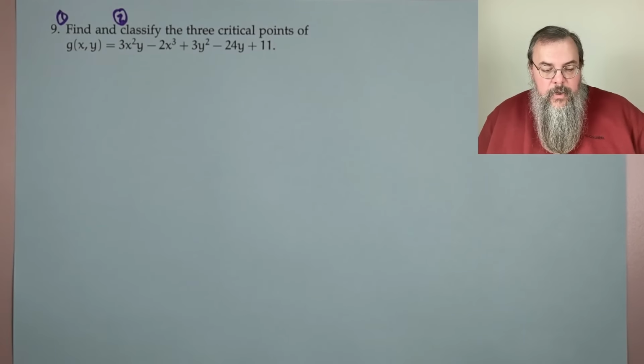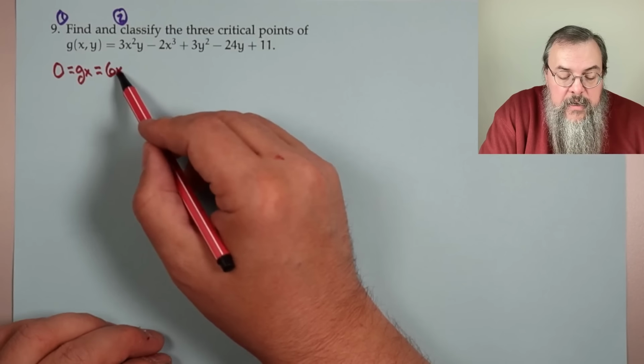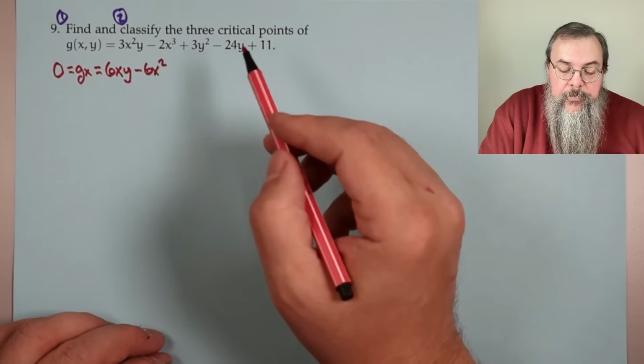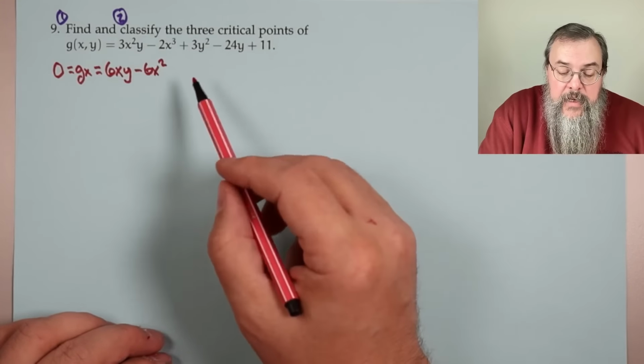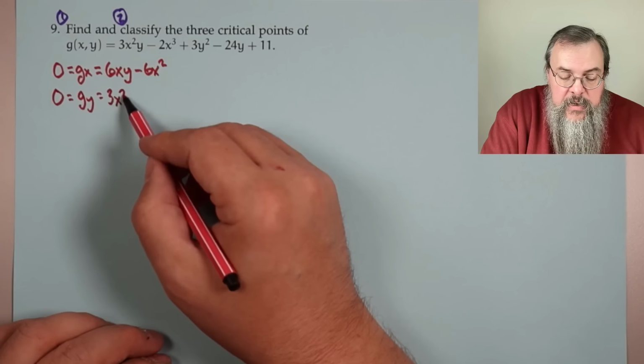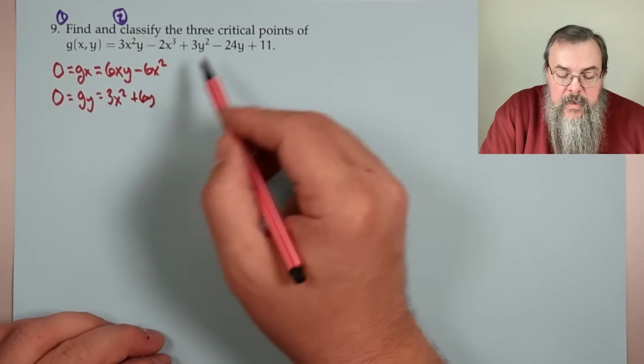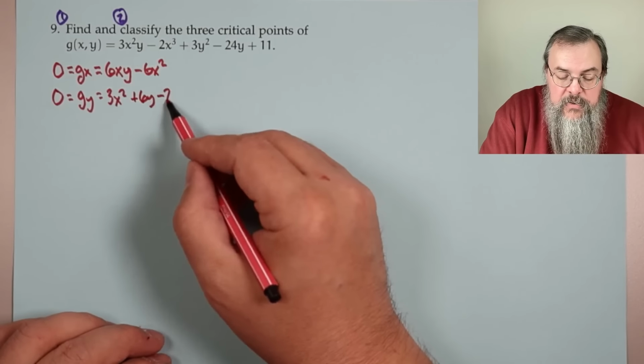All right. So we're going to set 0 equal to our partial derivatives. G sub x equals 6xy minus 6x squared, and nothing else. Then 0 equals g sub y. Well, there's a 3x squared, and that goes away, plus a 6y, and a minus 24.